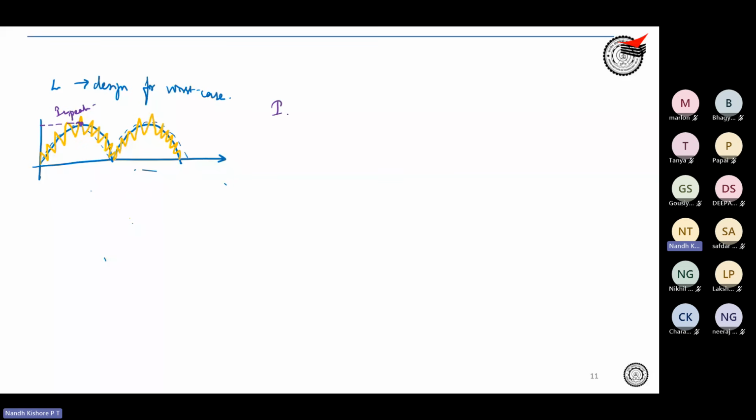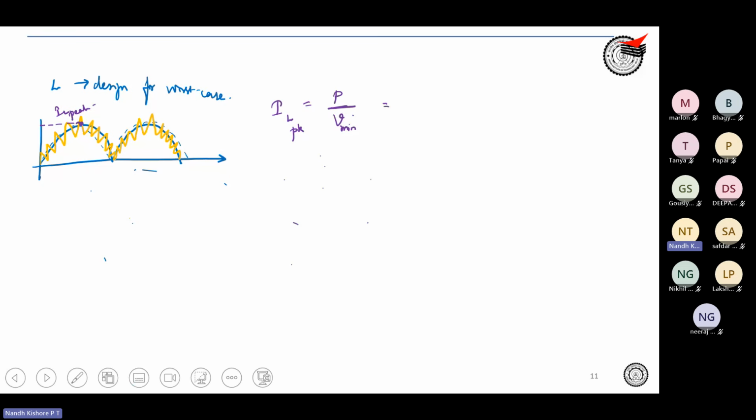So what would be IL? IL is basically what? I is basically P by V, correct? So I is just P by V. So from this point, if my IL has to be peak, you understand that the term in the denominator has to be minimum. So if your IL has to be peak value, your voltage should be minimum. If I write it properly, your inductance would be P naught divided by V input minimum.